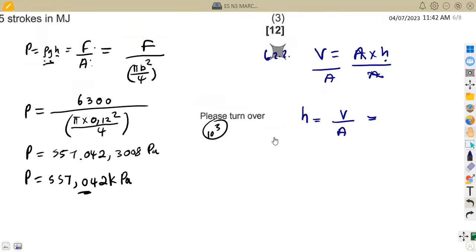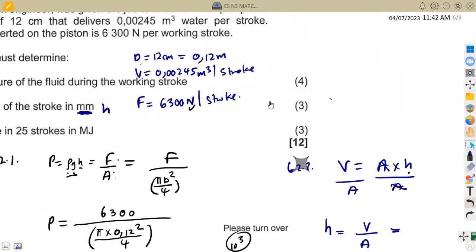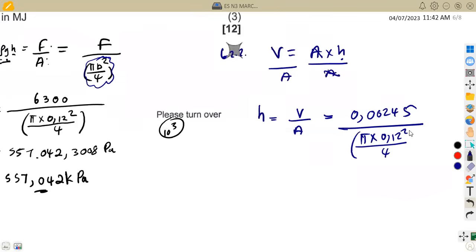So the volume is given in this case as 0.00245, that one that you're given. So this is going to be 0.00245 over the area, which is the same area that we calculated from pi d squared. So it was pi times 0.12 squared, everything over 4. We have this value here. So everything here is going to give us h, which is 0.21667 and so on, in meters.